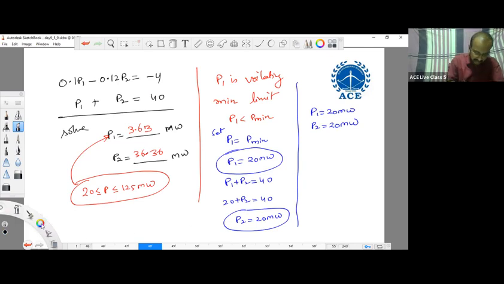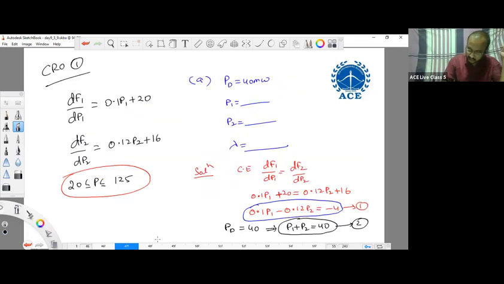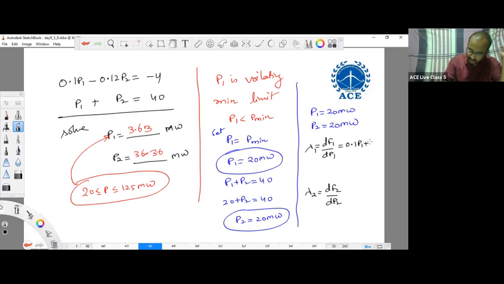Here you will get lambda 1, that is df1 by dp1, and lambda 2 is df2 by dp2. df1 by dp1 is given as 0.1 p1 plus 20. So that is 0.1 into p1, which is 20, plus 20. That is 22 rupees per megawatt hour.